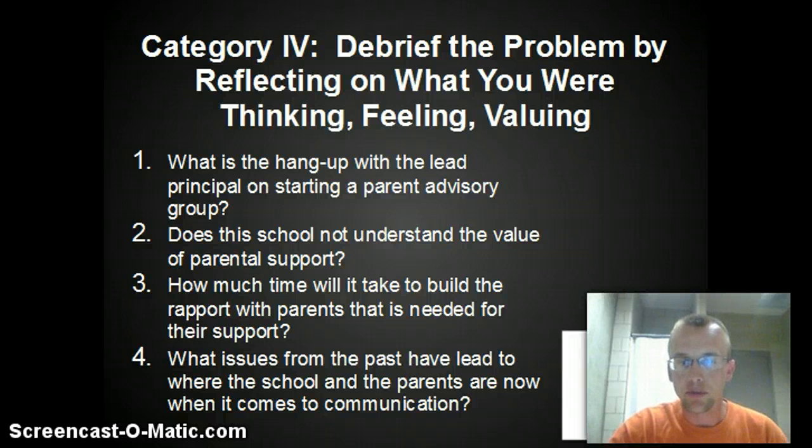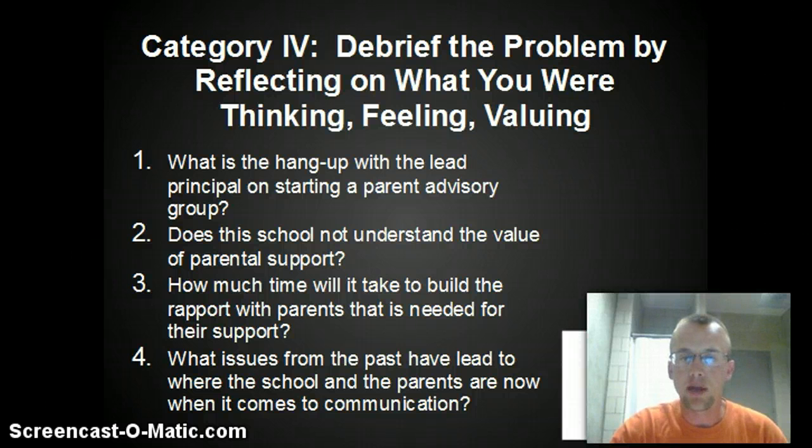The second thing that I was thinking about was, does the school not understand the value of parental support? You need to have parents involved in the school, because that's what will get their students more involved in the school. If the student knows the parent doesn't care, then why is the student going to care?